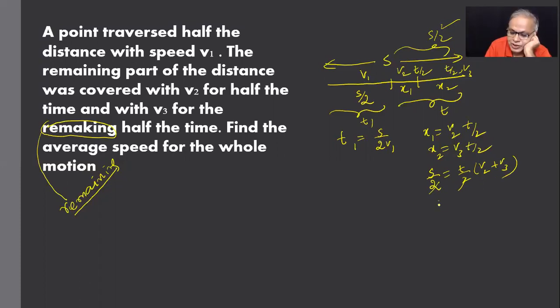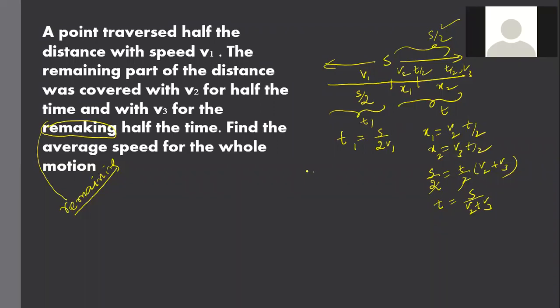What do I get for this t now? S by v2 plus v3. Is it all right, children? Yes, sir. Everybody. Pavani, yes, sir. Balvardhan, yes, sir. Vamshi, yes, sir.